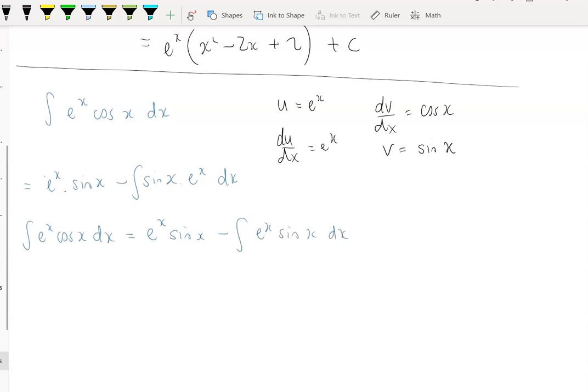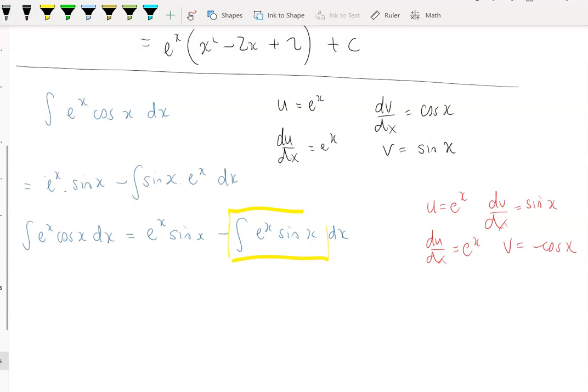All right. So if you have a look, what we've got in the integral back here is very similar to what we started with. So we're going to do the same process. We're going to go u is equal to e to the x and dv dx is equal to, in this case, sine x. So we're going to try again. So du dx will equal e to the x, and v will be minus cos x.